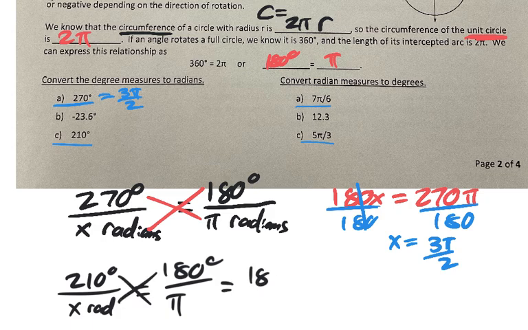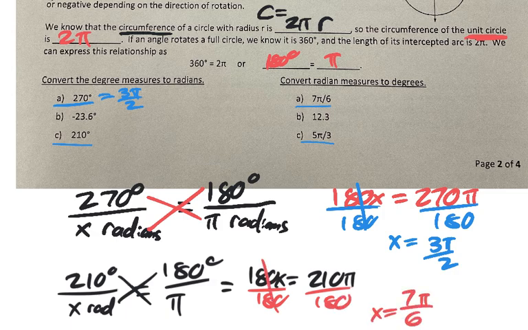So this gives me 180x equals 210 pi. So x is going to be equal to 7 pi over 6.